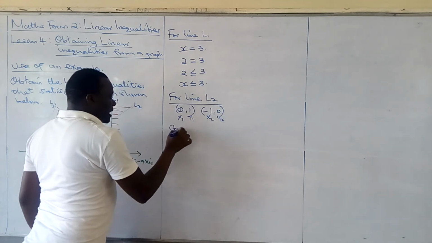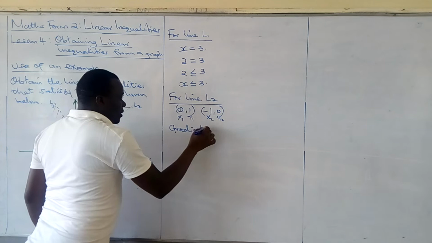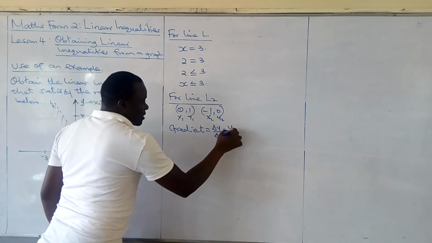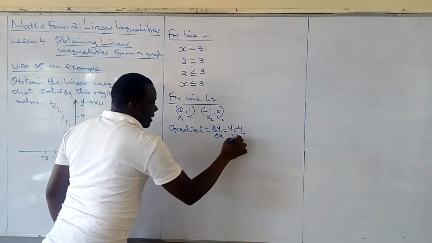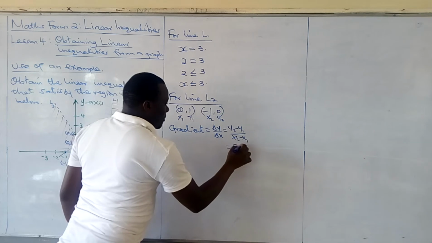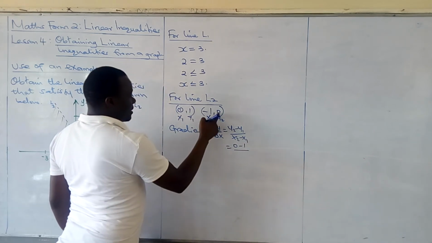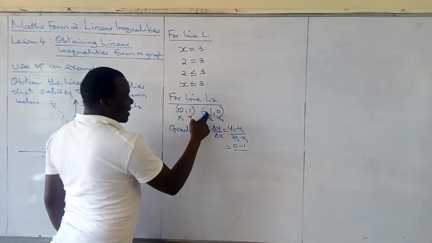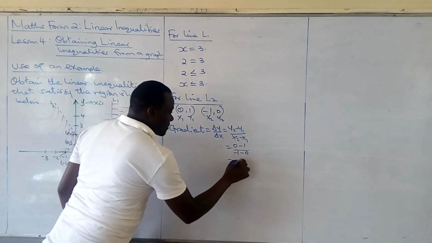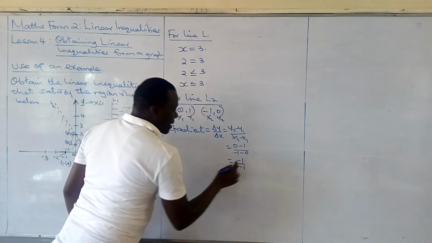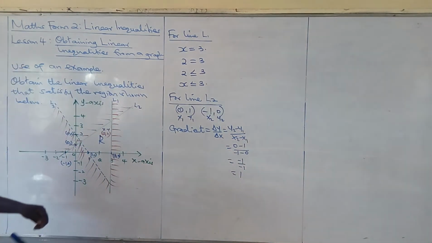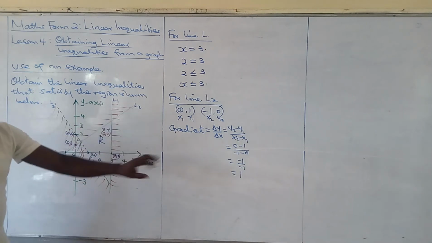So how do we get the gradient? We know the gradient is change in y over change in x, which is the same as y2 minus y1 over x2 minus x1. So our gradient will be 0 minus 1 over minus 1 minus 0. So this will give us minus 1 over minus 1. Minus 1 divided by minus 1 becomes positive 1. So the gradient of line L2 is 1.